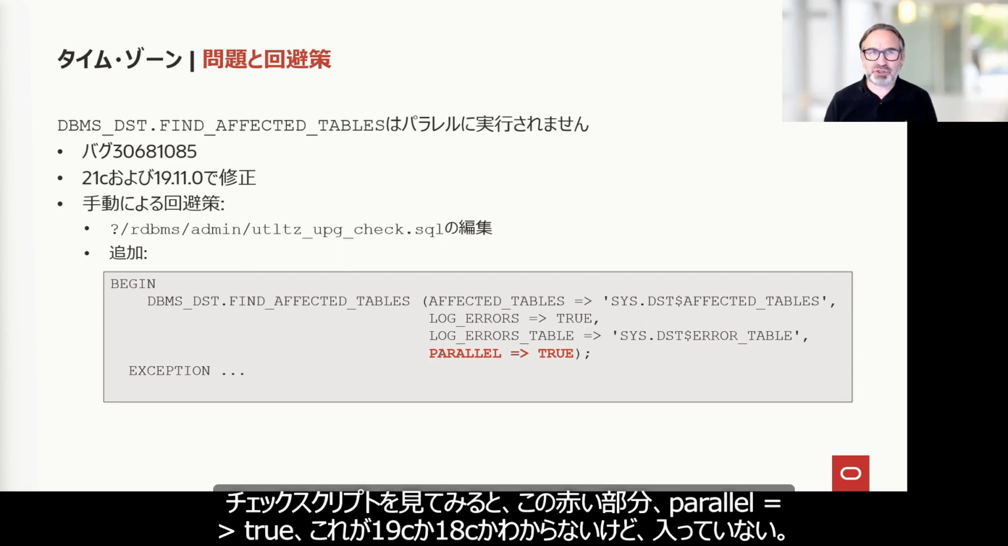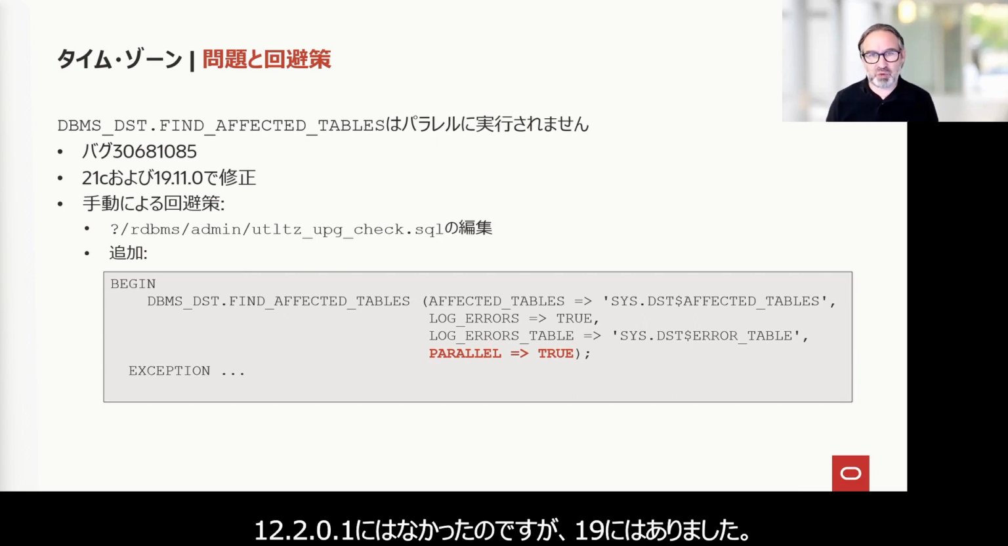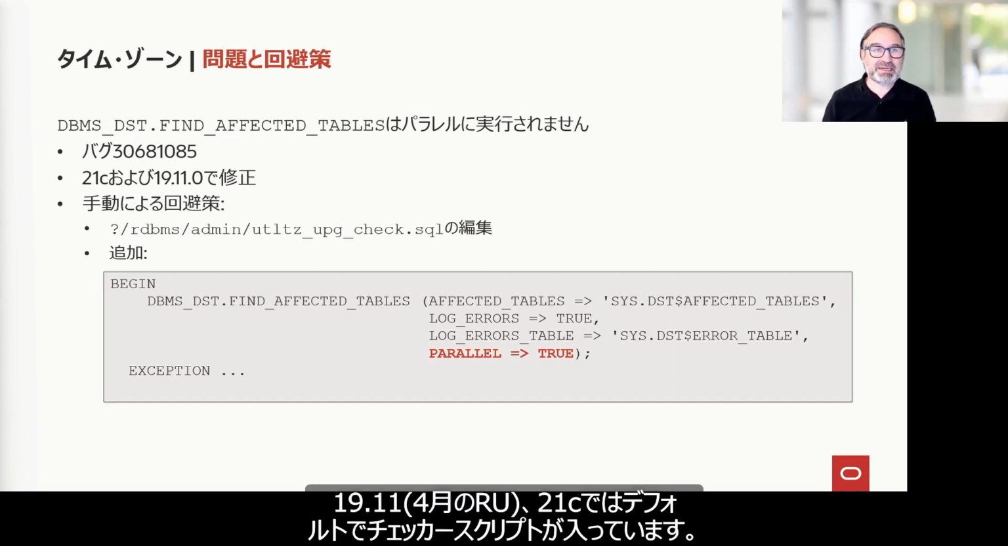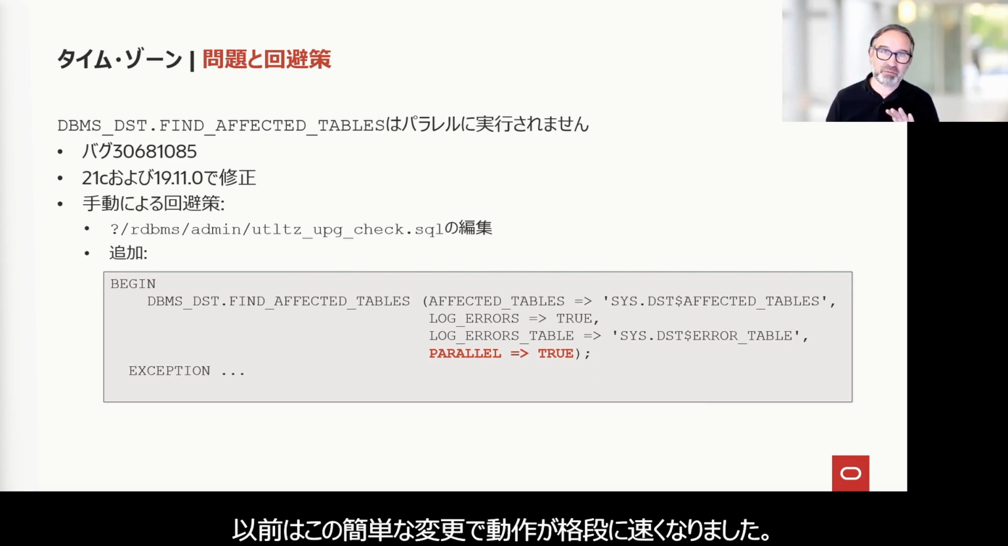Or 18c, not sure about that. It wasn't there in 12.2.0.1, but in 19 it's there. You just add this parallel true, and then it runs in parallel. In 19.11, the April RU, and in 21c, by default, the check script has that. Before, this simple treatment makes it run much faster.